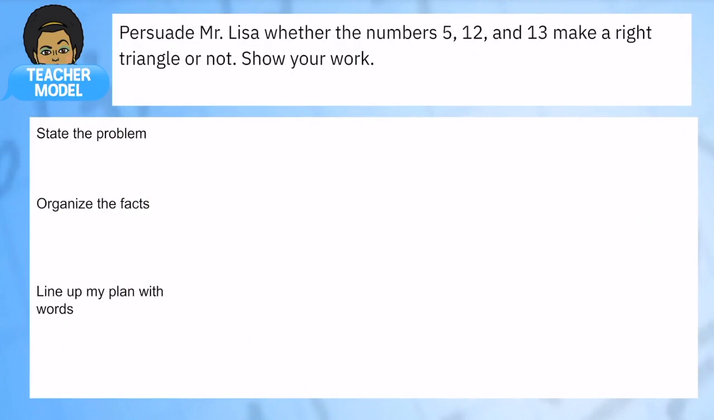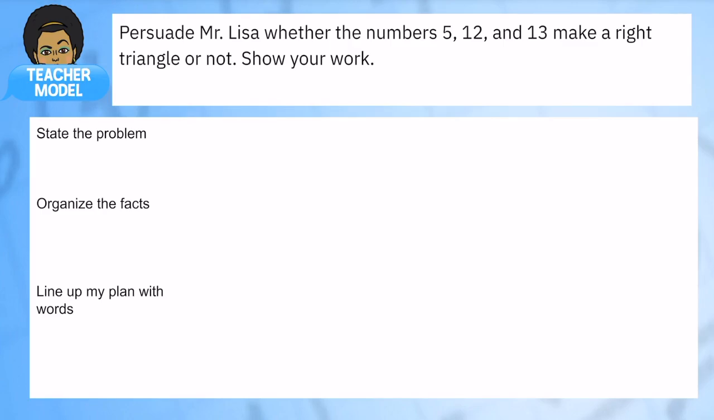All right, in this problem, we're going to try to persuade Mr. Lisa whether the numbers 5, 12, and 13 make a right triangle or not. So are they a Pythagorean triplet? Do they actually work together to satisfy the Pythagorean theorem that we just learned about? And we're going to show our work.